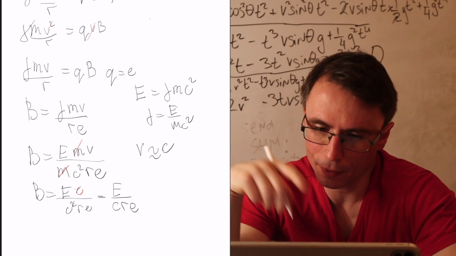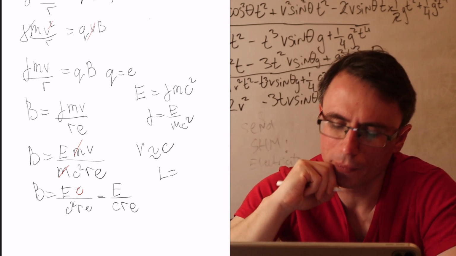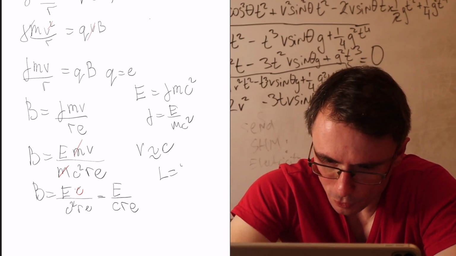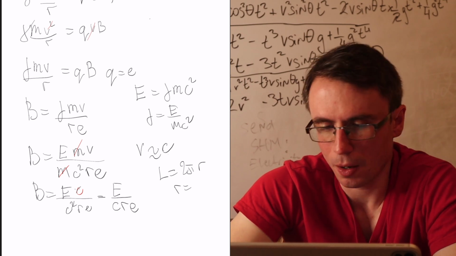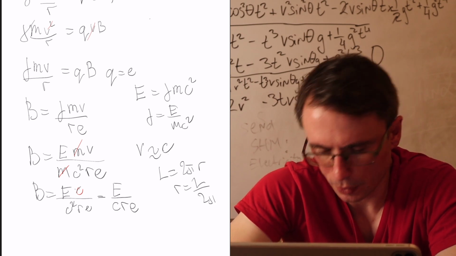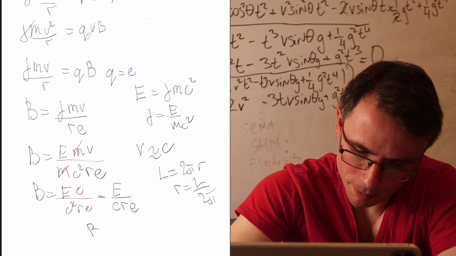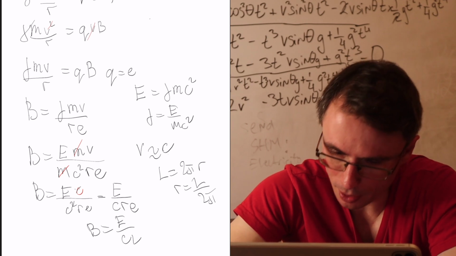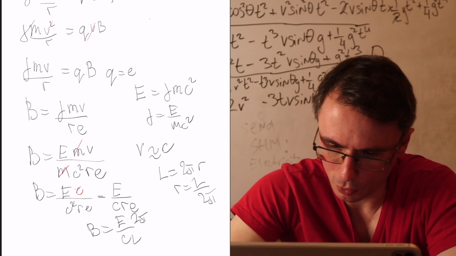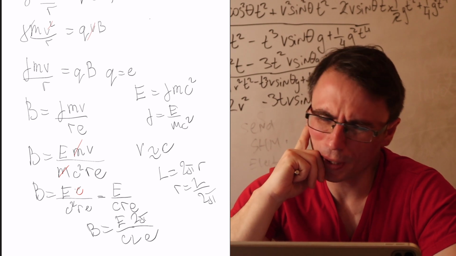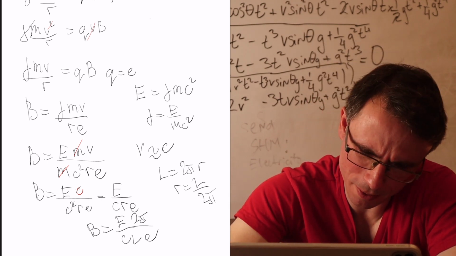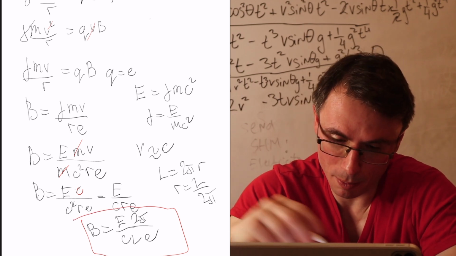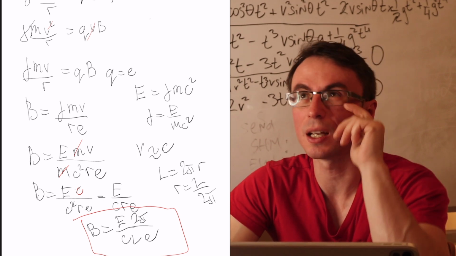Now, we want to get rid of the radius. We know that the circumference L is equal to 2 pi r, meaning that r will be equal to L over 2 pi. Okay, well, B will then be equal to E over c e, and rather than r, I'm going to write L over 2 pi. This looks suspiciously simple. Let's do a couple of sanity checks. The greater the energy, the more magnetic flux density is actually required.